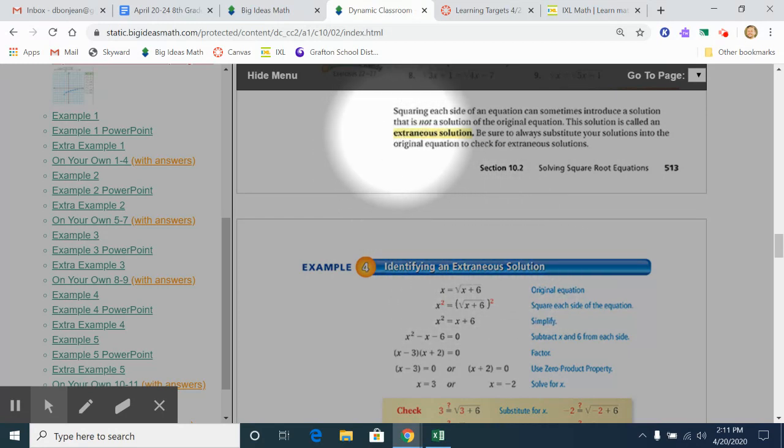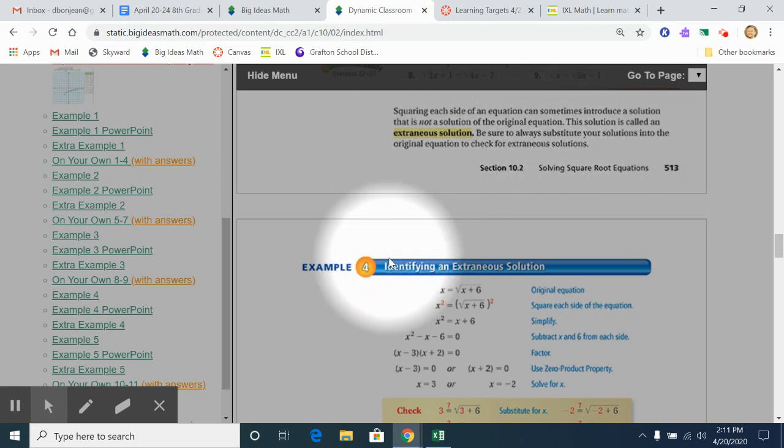So here it says, squaring each side of an equation can sometimes introduce a solution that is not a solution of the original equation. This solution is called an extraneous solution. Be sure to always substitute your solutions into the original equation to check for extraneous solutions.